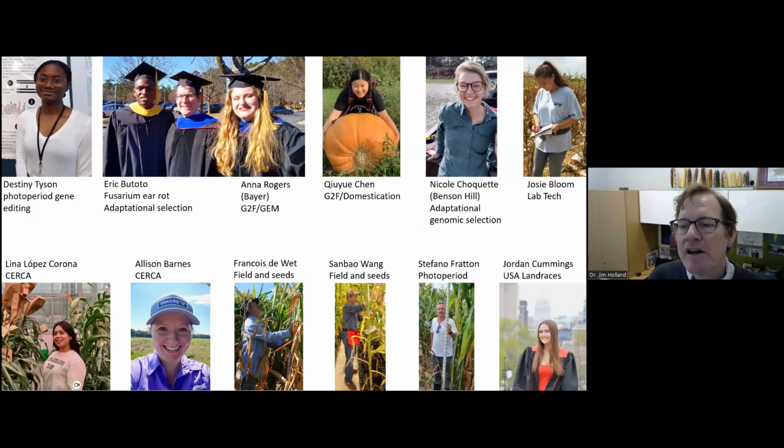Jordan's working on the landraces. Anna and Nicole were here, and they did good stuff, and then they got their degrees and good jobs elsewhere. And Chuyer is working on Genomes to Fields and domestication work. Eric, who right now is on a mini sabbatical with CIMMYT in Zimbabwe, is working on disease resistance and also the adaptational selection program. And Francois, Sambao, and Josie are making sure everything works.